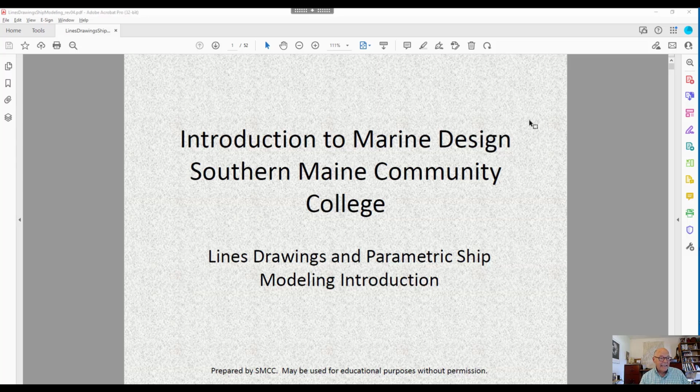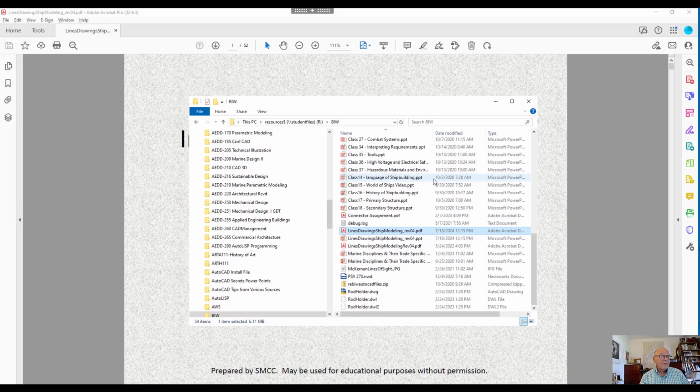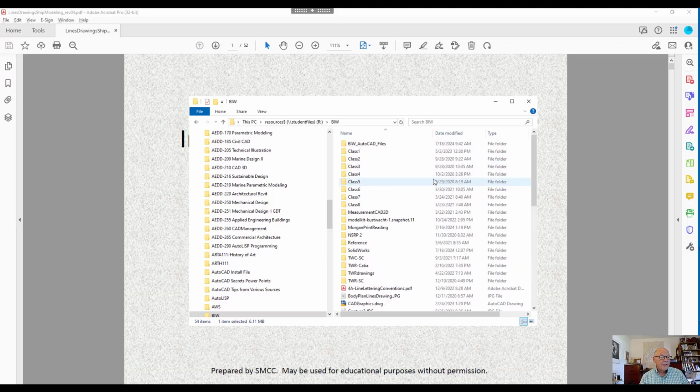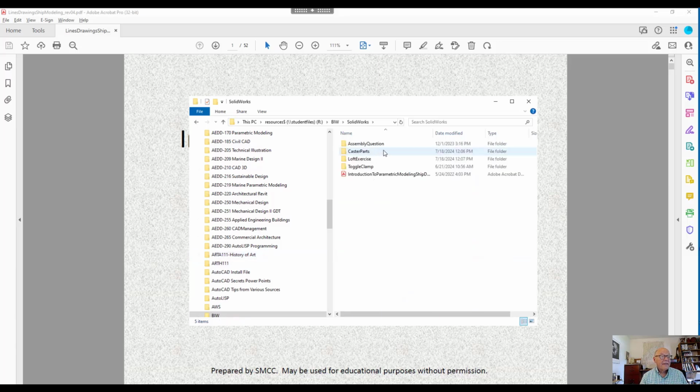You'll also need to get access to a couple of folders that are on here. And the folders that are on here under BIW are under the SolidWorks folder. If I open up the SolidWorks folder, you'll see there's something called Assembly Questions, Caster Parts, Loft Exercise, Toggle Clamp, and I'll be going into some of these at least. There's also a copy of this PowerPoint in there.